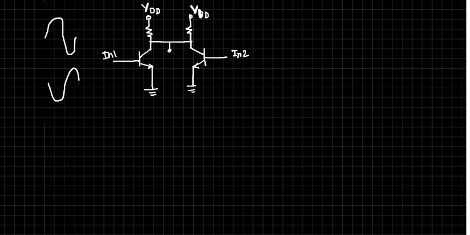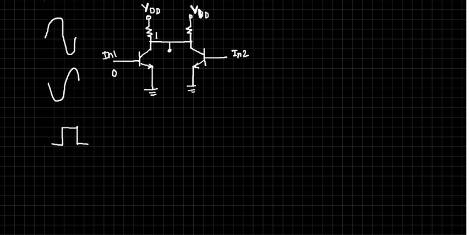Why? Suppose the input is 0, IB will be 0. If IB is 0, IC will be 0. If IC is 0, there will be no current flowing. And what is the voltage here? It will be 1. So if the input is 0, it will be 1 here, as good as 5 volts. Same thing here, right? If it is 0, it is 1 here.